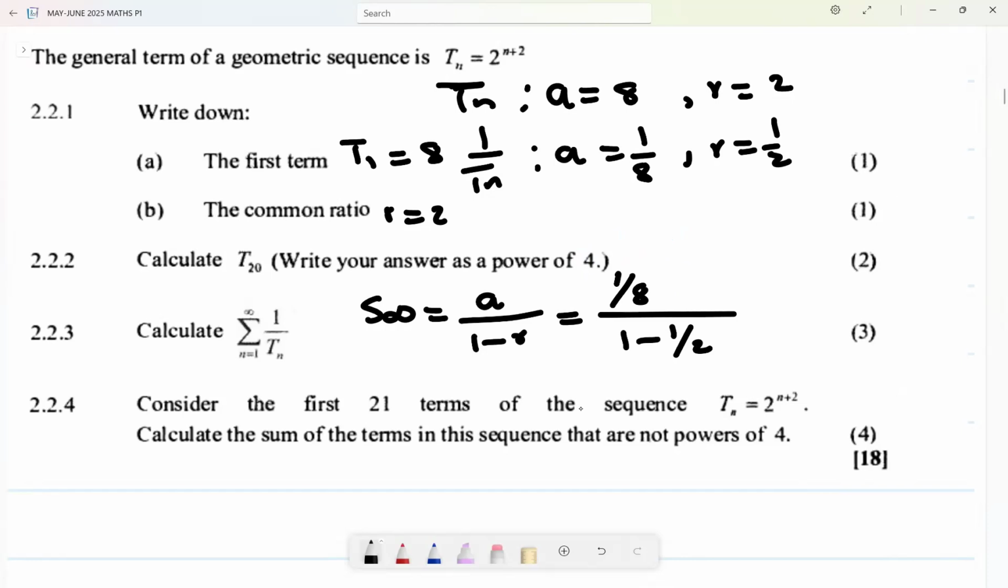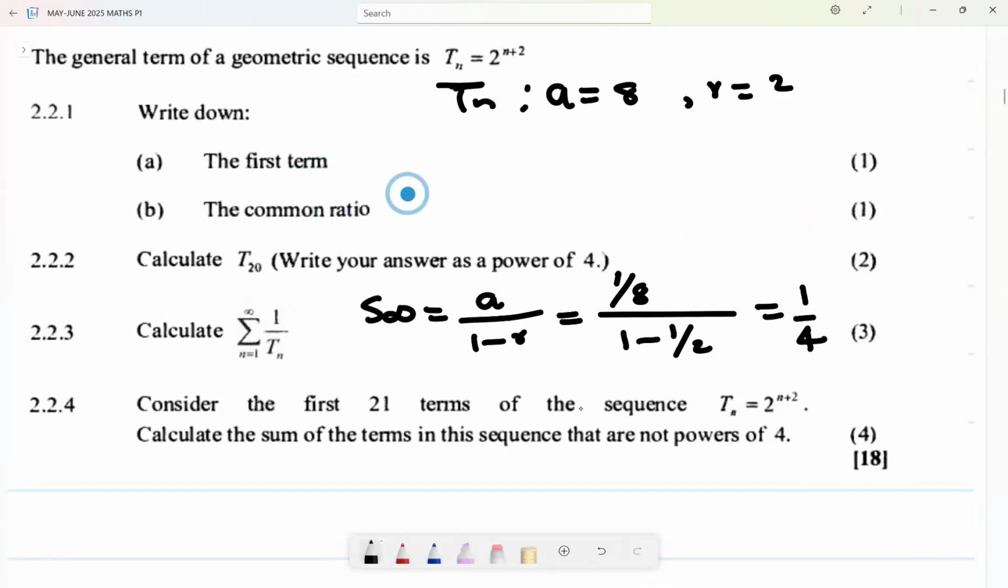0.125 divided by 0.5. You get 1 divided by 4. Okay. What you could also do is say, let me find the sum to infinity of Tn. When you find the sum to infinity of Tn, it's going to be A over 1 minus 2, which gives you what? What's this? No, I don't think it's going to be the same. I doubt it's going to be the same.